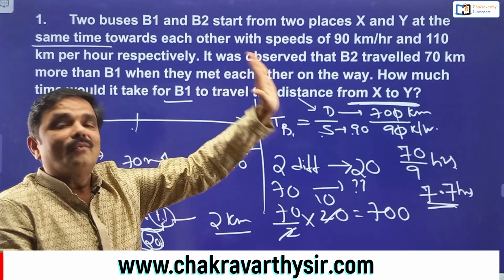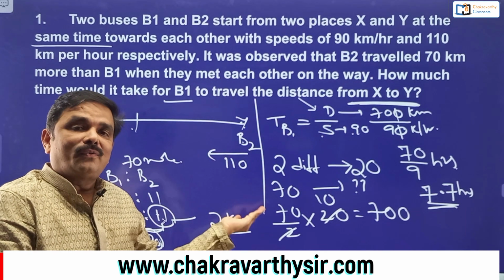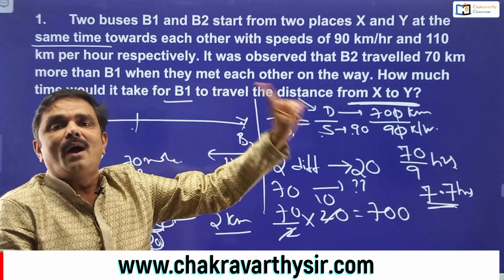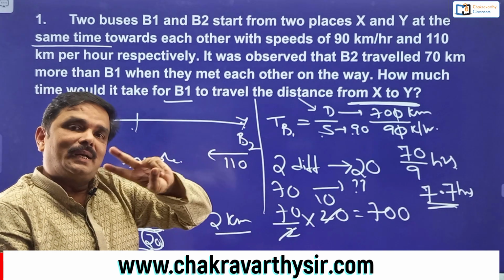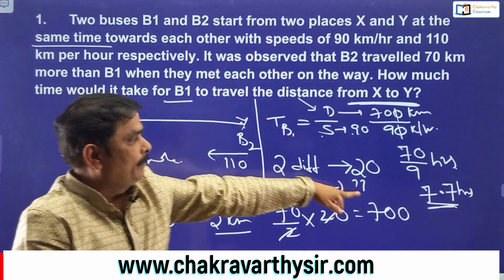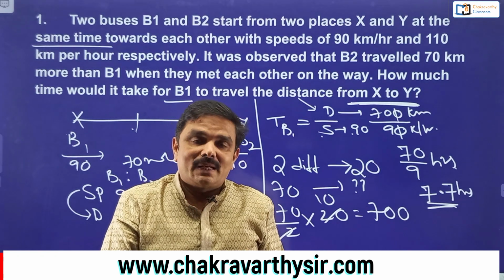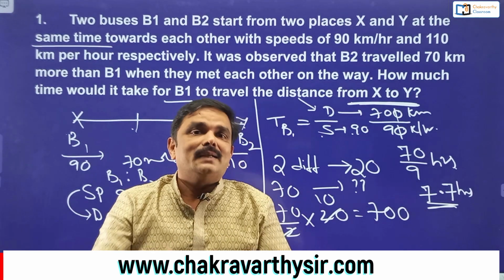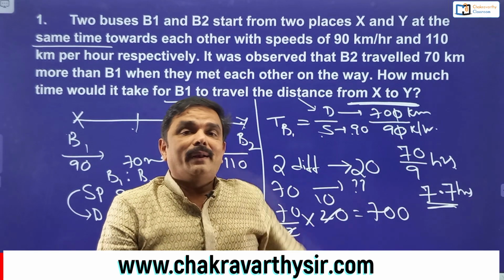If the difference is 70, what is the total? For 20 it is 200. For 1 it is how much? That is 10. Then 70 into 10, my answer is 700 as far as distance is concerned. Distance by speed, you can get the answer.